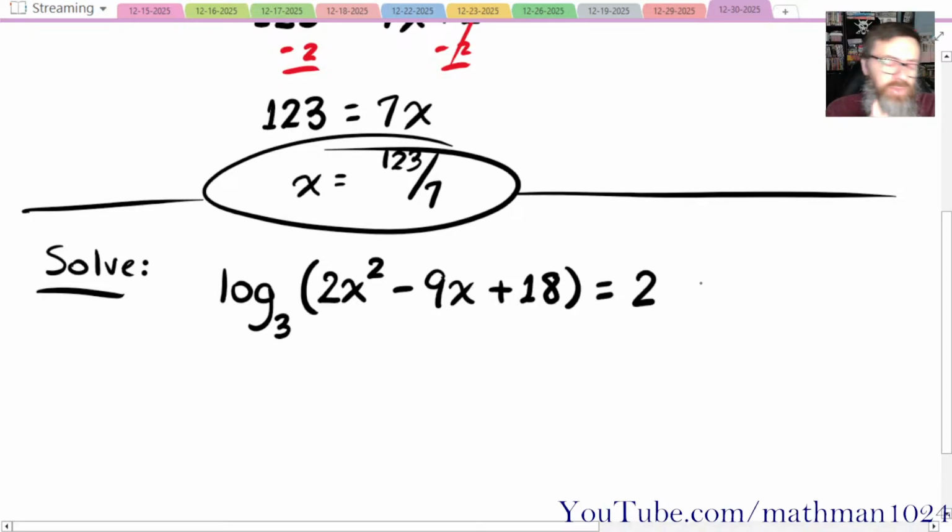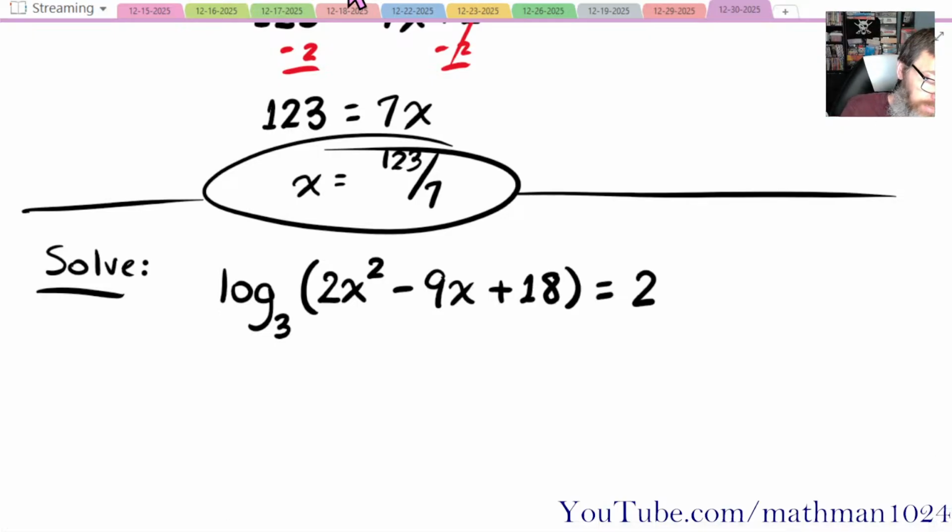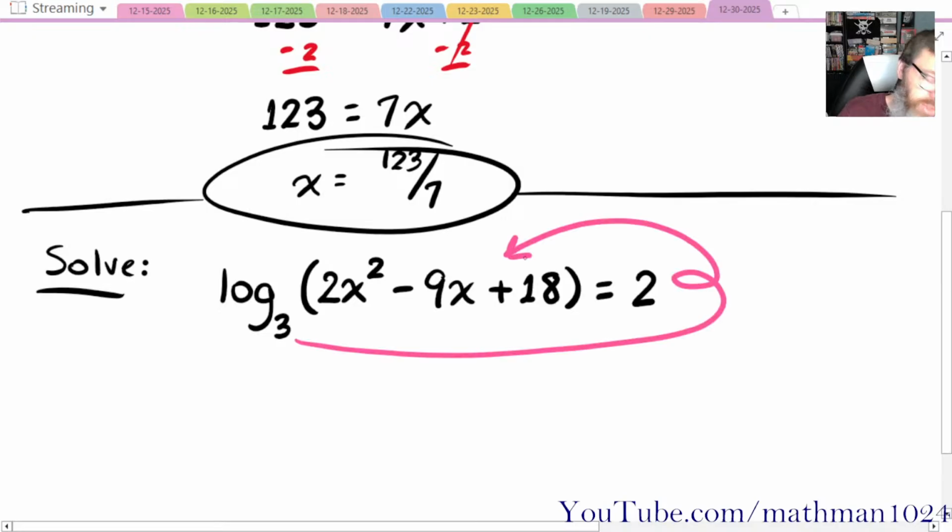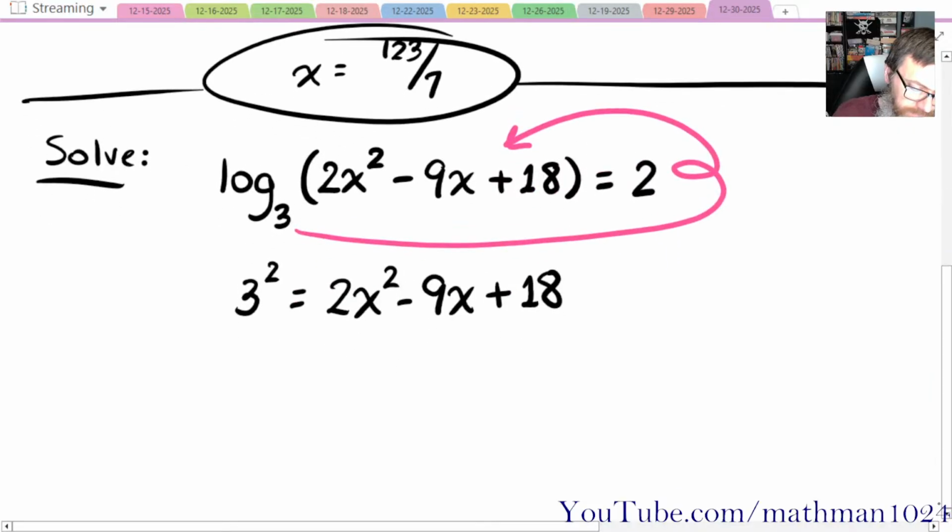Now let's rewrite this so it's not logarithmic anymore. So my base is 3, and my power is 2, so let's make that connection. So 3 to the second power equals 2x squared minus 9x plus 18. And now you have a quadratic equation to solve. All right, so this is, of course, 3 squared is 9.